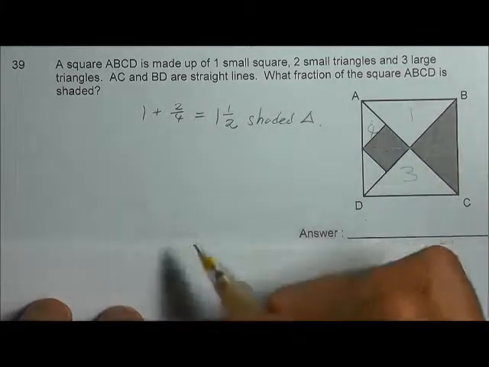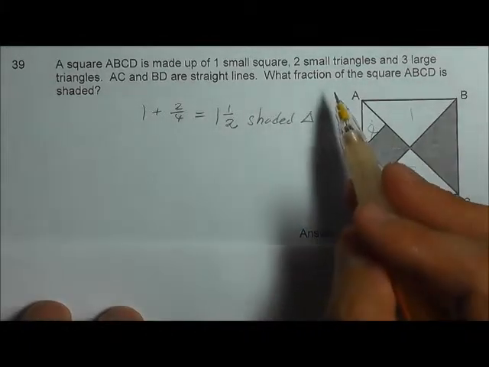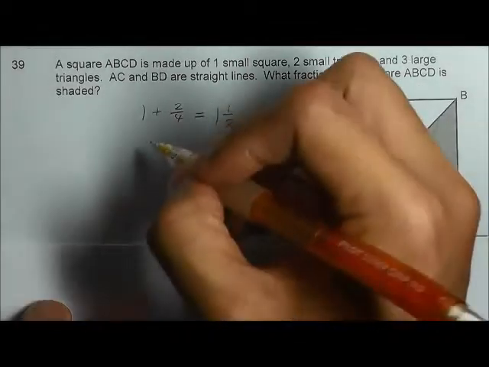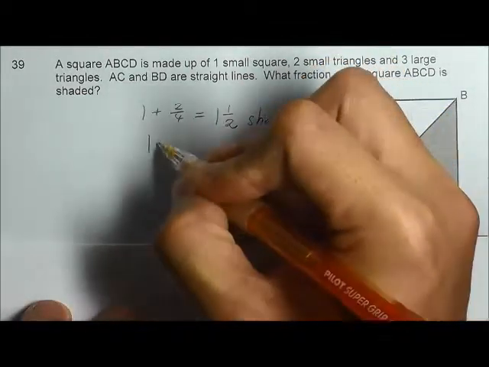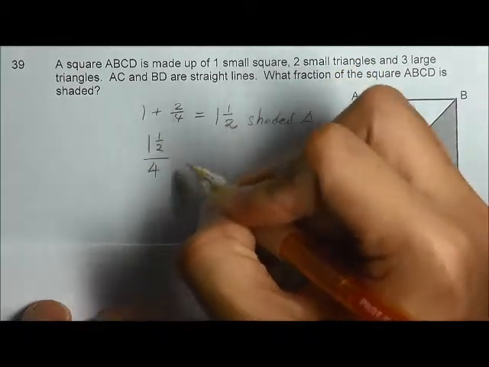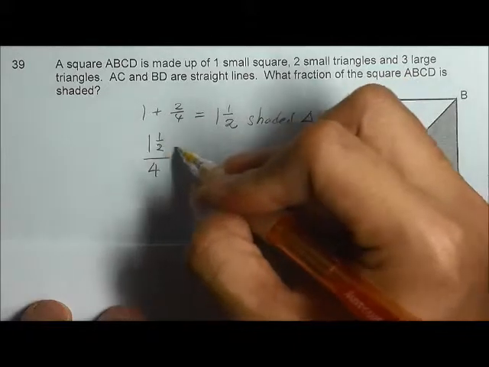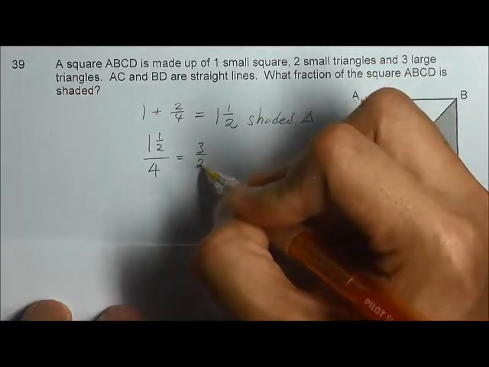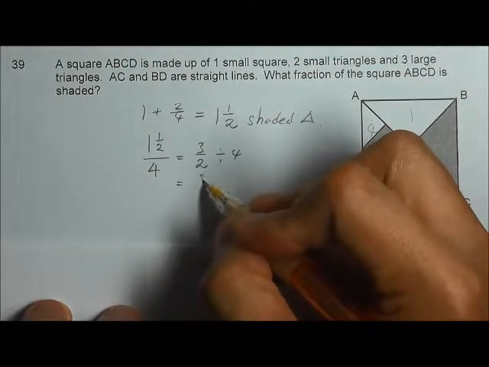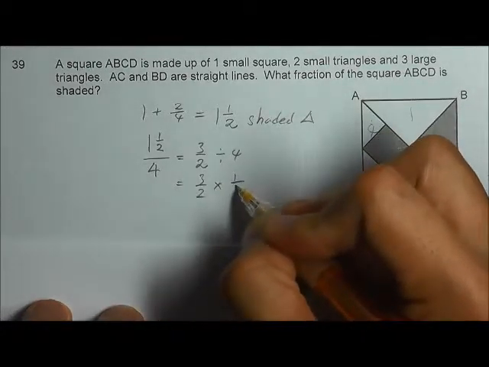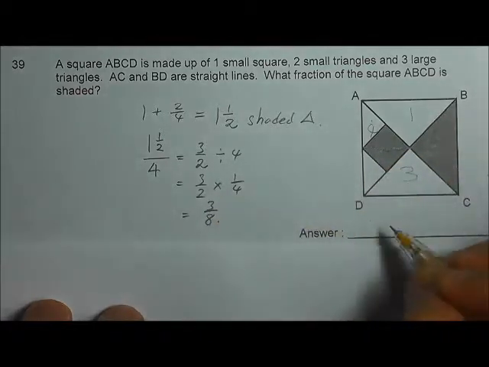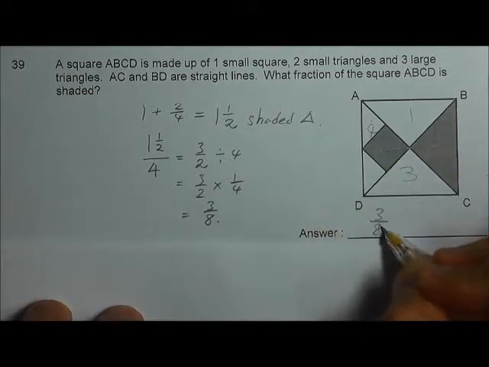So in total we have 1.5 shaded triangles, and the fraction of the square ABCD that is shaded will be 1.5 divided by 4. 1.5 is actually 3 over 2, and if we divide by 4, it is equivalent to 3 over 2 multiplied by 1 over 4. So we have 3 over 8. So the answer is 3 over 8.